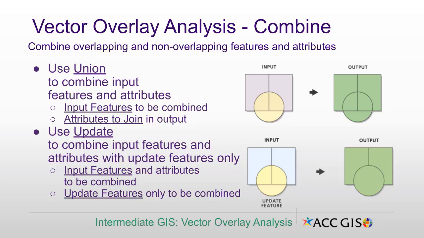Update is a version of union in which we combine the input features and attributes with the update features only. So it includes the input features and attributes to be combined with only the update features and not the update feature attributes. If you look at the diagram on the right, you can see that I've got my input features and my update features. And in the output, my update features are burned into my input to create a new set of features from both layers with the attributes only from the input layer.